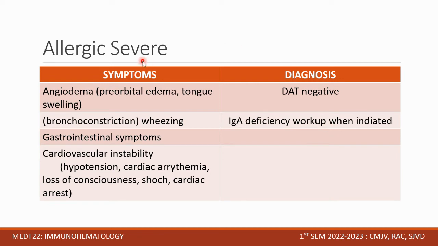For the severe naman, okay, so these are the symptoms ng severe. So you have angioedema, okay, periorbital or kaya tongue swelling. You have bronchoconstriction or wheezing. Okay, so nahihirapan nang huminga si patient, meron nang bronchoconstriction. You have gastrointestinal symptoms and yung cardiovascular instability. So it can cause hypotension, cardiac arrhythmia, pwedeng loss of consciousness, shock, or kaya cardiac arrest.